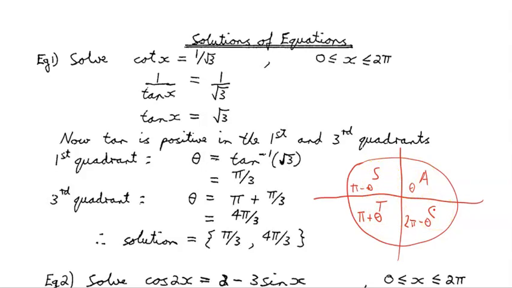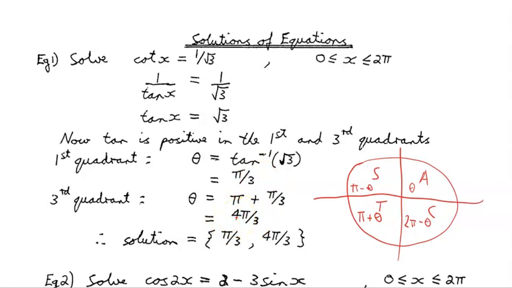So we have tan x equals plus square root 3. Now tan is positive in the first quadrant, where all of them are positive, and in the third quadrant. In the first quadrant, theta is inverse tan square root of 3, which is pi on 3. I remember the exact ratio with the triangle we've seen in previous videos. In the third quadrant, the solution is pi plus theta, so pi plus pi on 3, which is 4 pi on 3.